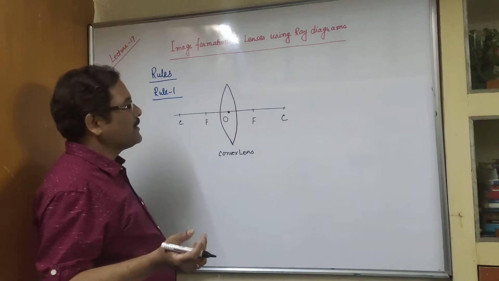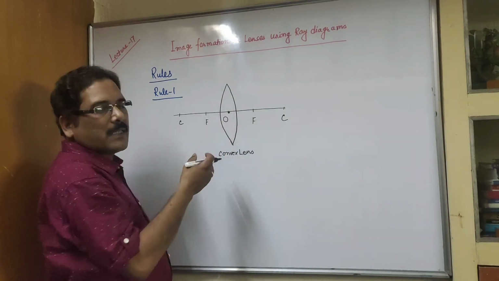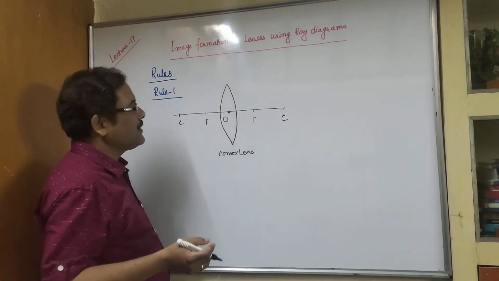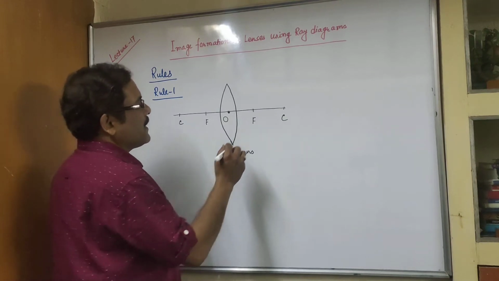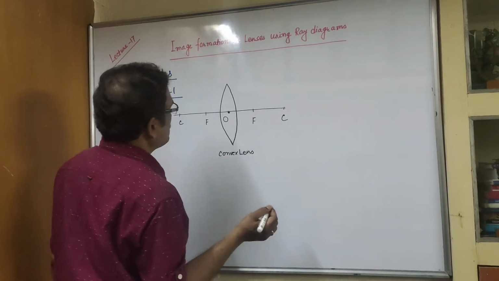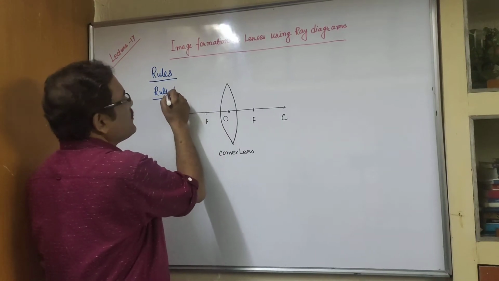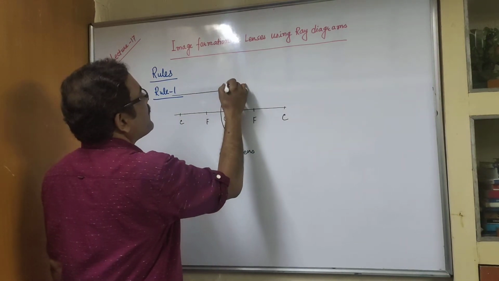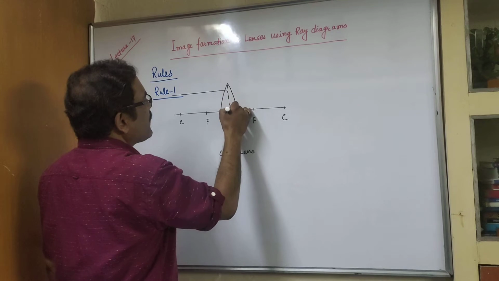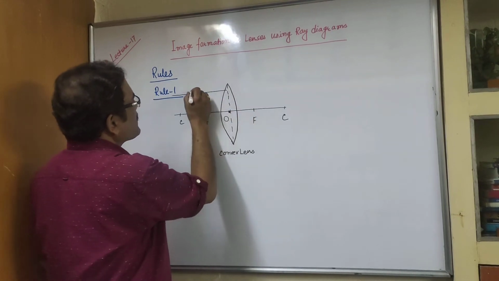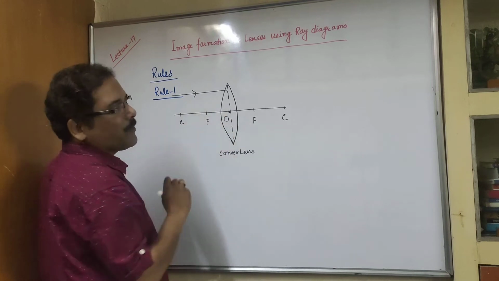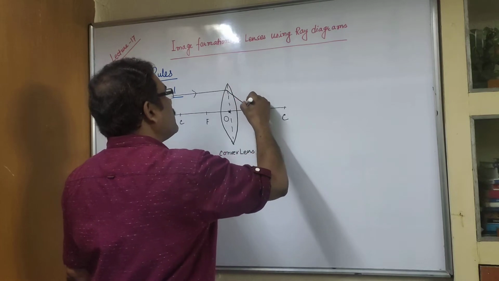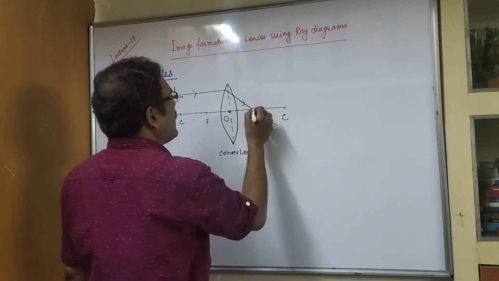As you know, there are two principal focus because there are two spherical surfaces in a double convex lens, and two center of curvatures because there are two spherical surfaces. You can also mark them as F1, F2 and C1, C2 like this. It doesn't matter. So according to rule 1, as we have written, if a ray of light which is parallel to principal axis, suppose this is the ray of light which is parallel to principal axis, so after refraction this ray will pass through principal focus of the lens.